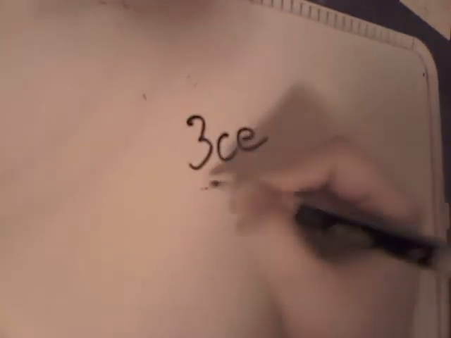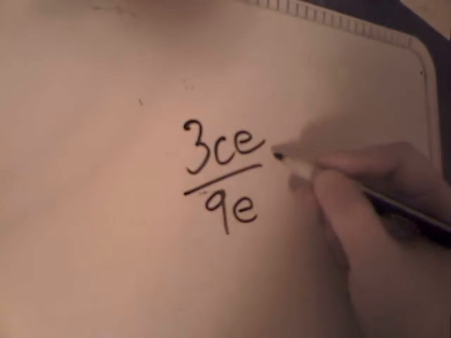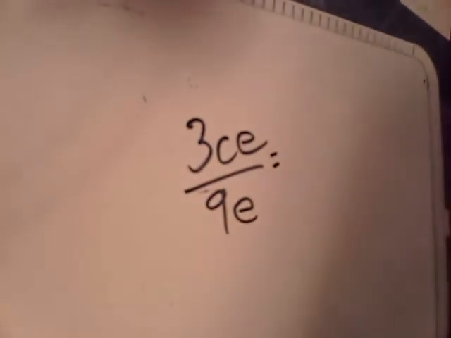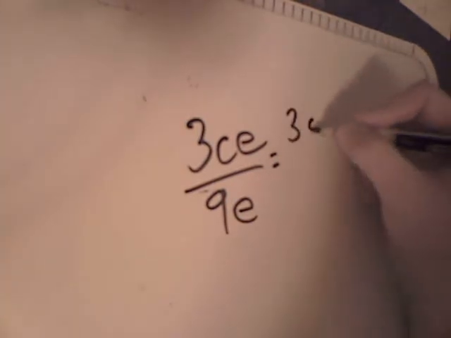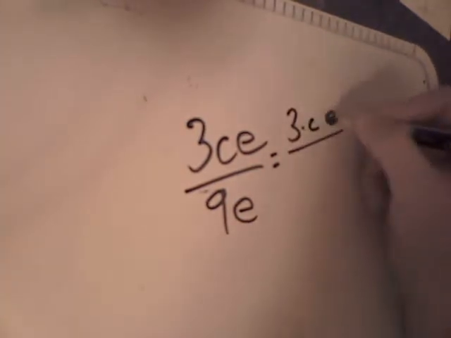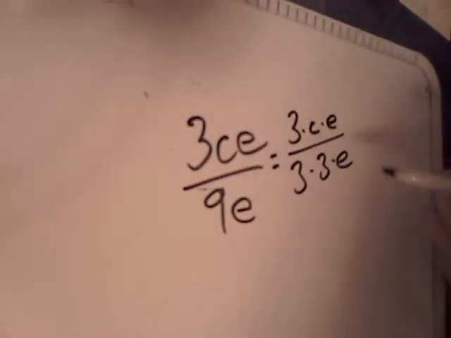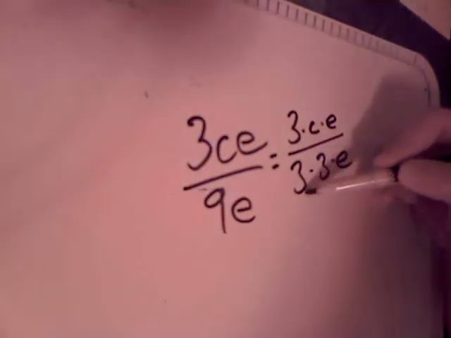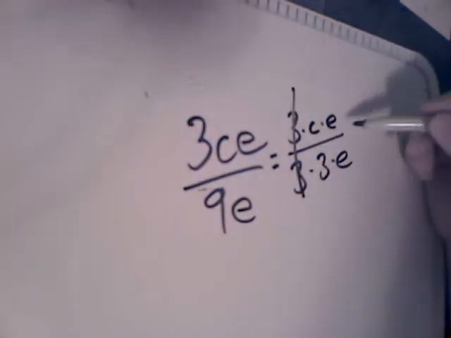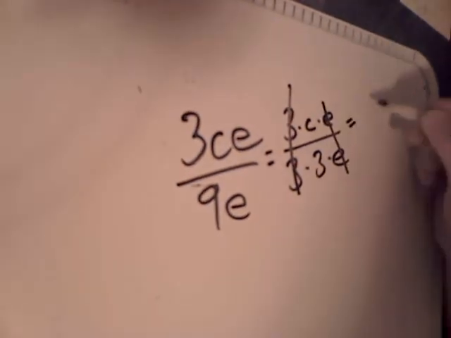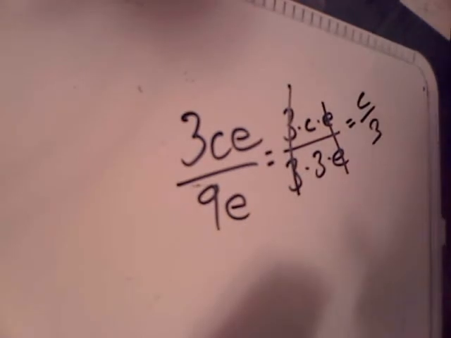If we have something a little bit more complicated, like 3ce over 9e, what I would do is I would still choose to break this out and just use the prime factorization. 3 can't be broken down. 3 times c times e. 9 can be broken down into 3 times 3 times e. Because there's a 3 on top and a 3 on bottom, we can cancel these out. Because there's an e on top and an e on the bottom, we can also cancel these out. And we're left with c over 3, and there's nothing else we can do.